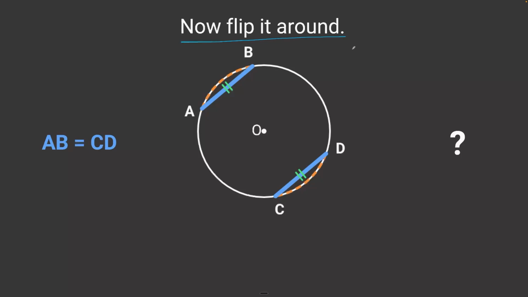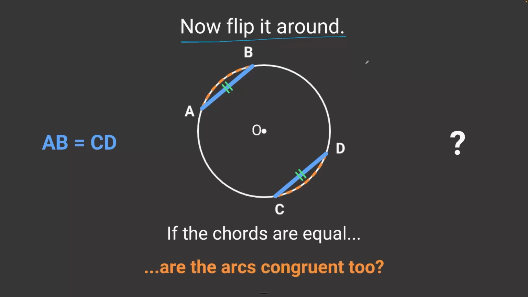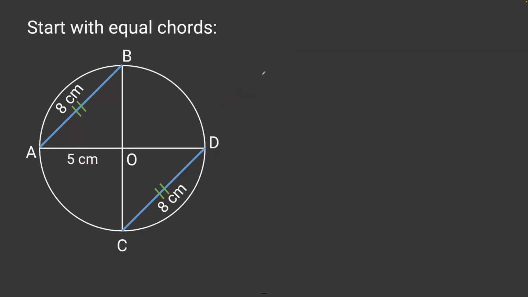Now let's flip it around. What if the chords are equal? Will that make the arcs congruent or equal in this case? So we assume that the chords are equal already. So will that make the arcs also equal? Let's see. So we start with equal chords now.